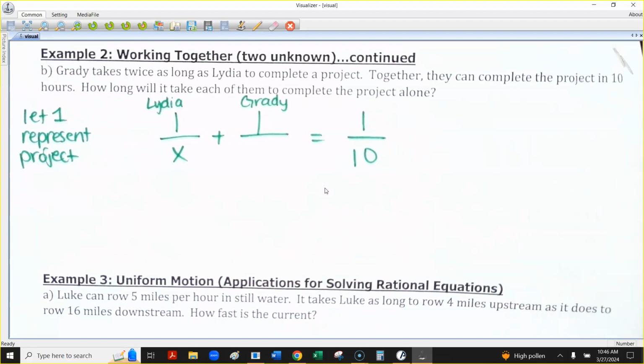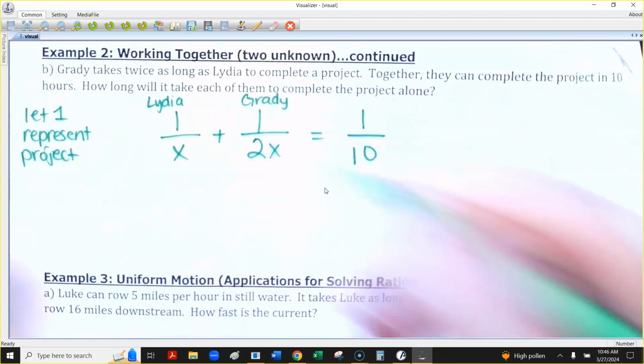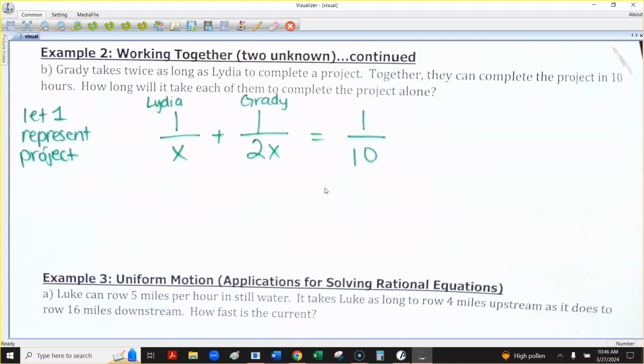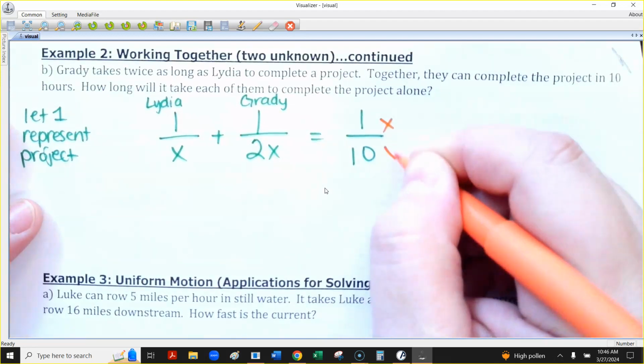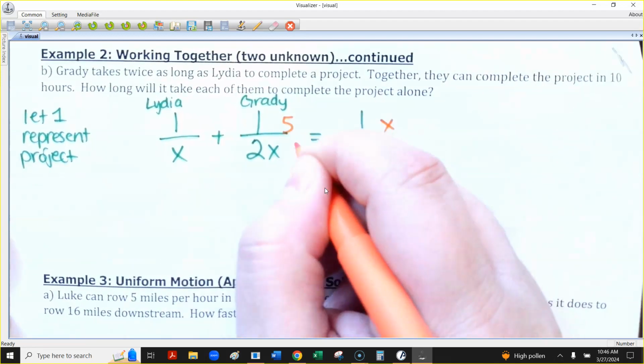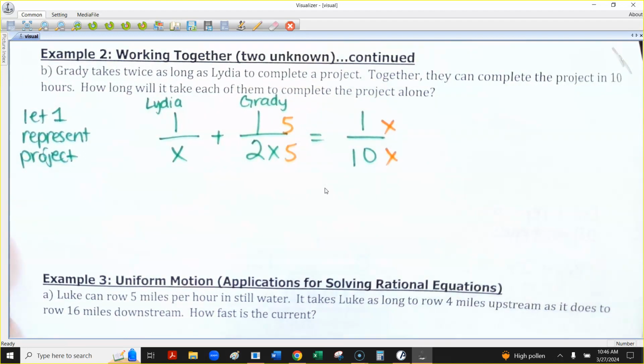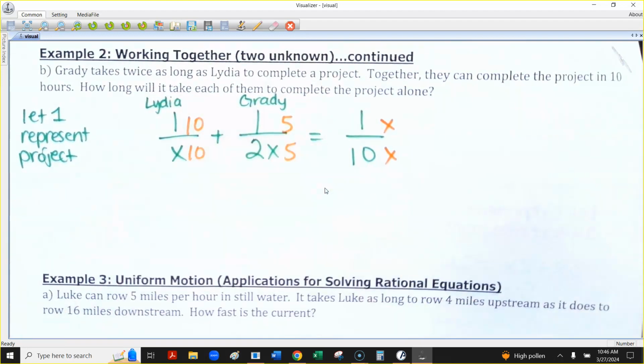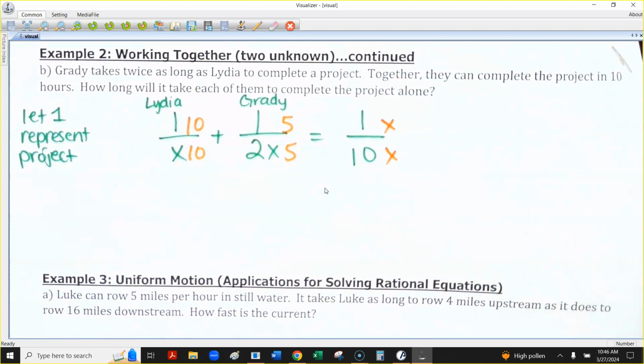What would you put on the bottom of his fraction if he takes twice as long? 2x. Okay, what do you want to use as the common denominator here? We could do 10x for sure. Okay, top and bottom, this would need an x. This would need a 5. And this one would need a 10. All right, so 10x is the denominator in each one of those fractions.